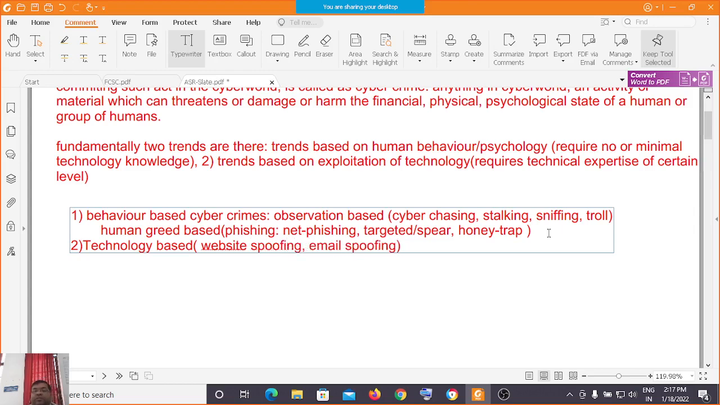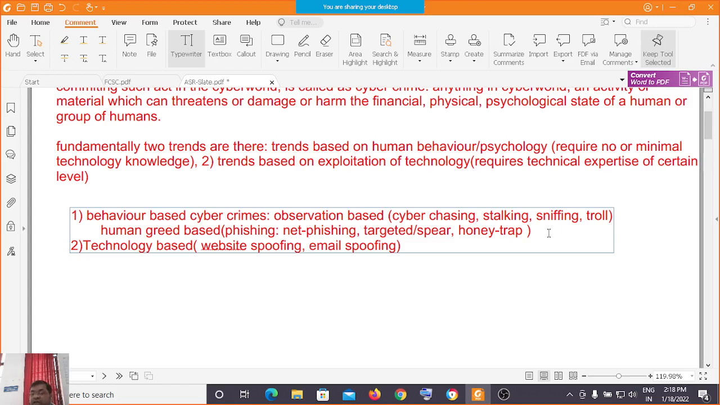So what happens in website spoofing? You create a dummy website which looks like the real website, and you allow your victims to log in to this dummy website and give their details. To create the website and its functionality, you require technical knowledge of web design, and that's why it is a technology based cyber crime. So you collect the data of that person and then you abuse that person based on that data.